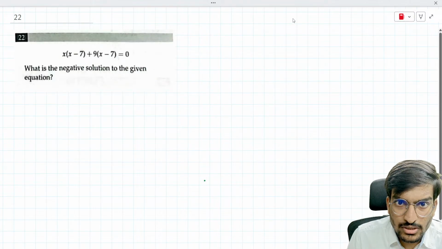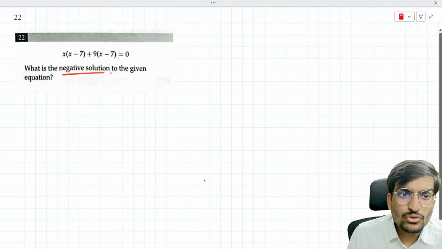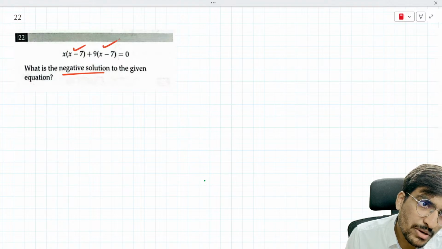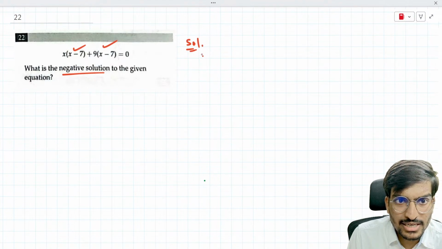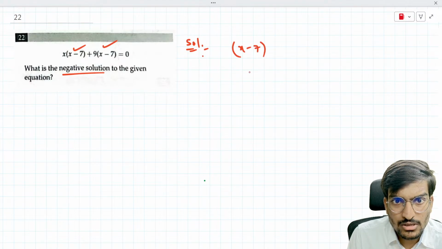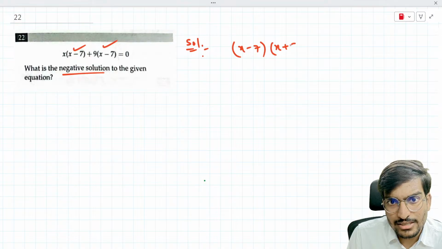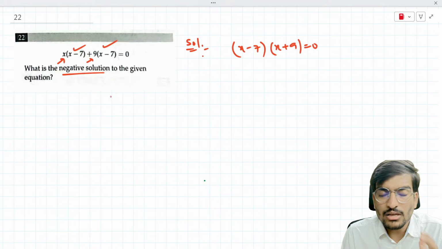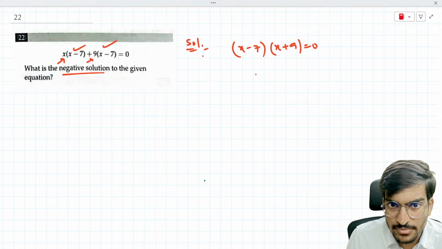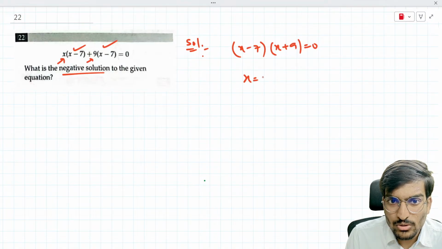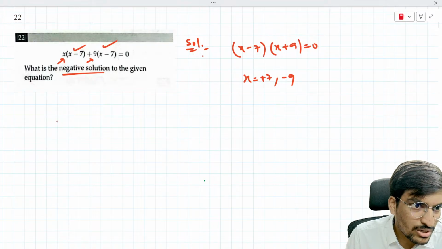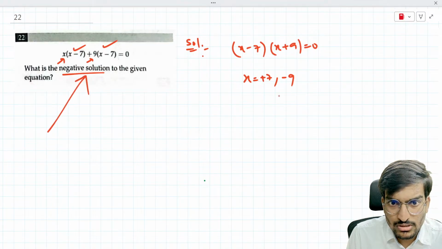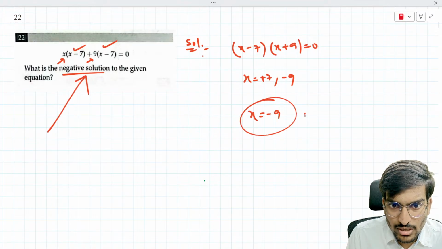So here they're asking us to find the negative solution. You see x minus 7 is common. Directly take x minus 7 common. So what do we get? x plus 9, the remaining part, equals 0. So x equals positive 7 and negative 9. They are asking us to get the value of the negative solution, so x equals negative 9 will be the solution.